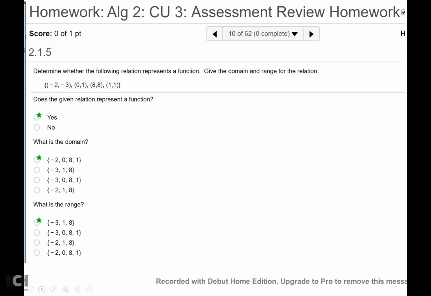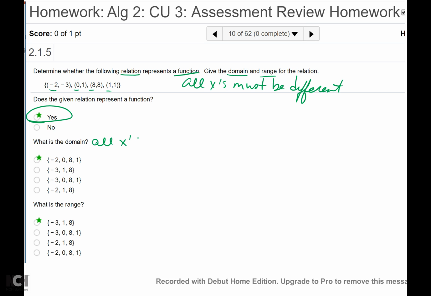Determine whether the following relation represents a function. Remember your definition. This is a relation because it's a set of ordered pairs. To be a function, all x's must be different. Okay, the -2, 0, 8, and 1. They're all different, so yes, it's a function. If it's a function, then they want the domain and the range. Well, the domain is all of the x's, so -2, 0, 8, and 1. The range is all of the y coordinates: -3, 1, 8, and 1. And notice they don't have to list the 1 twice. You can, but you don't have to.